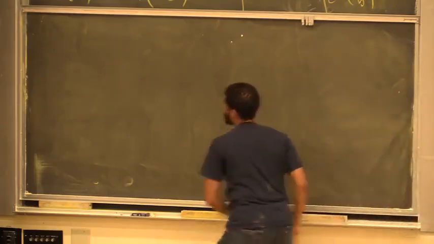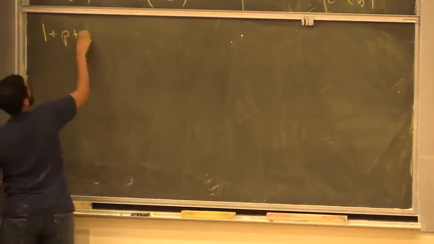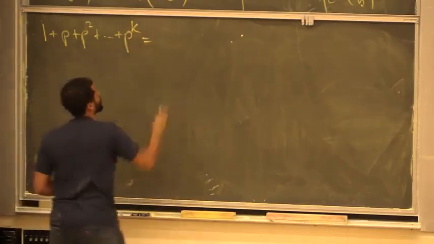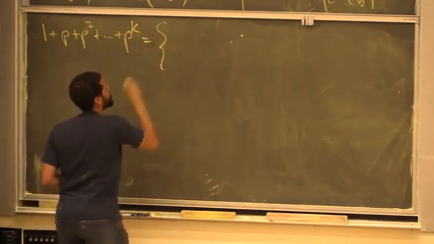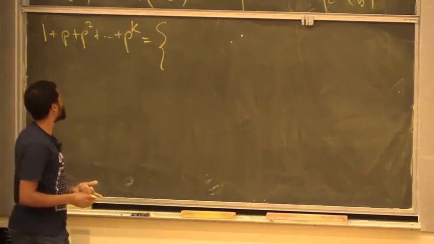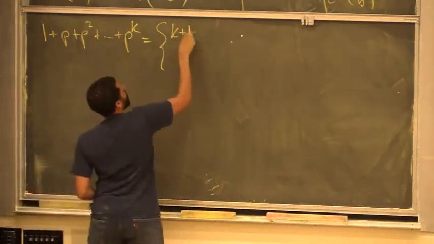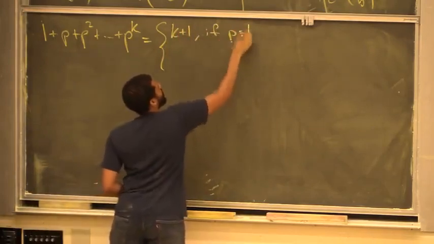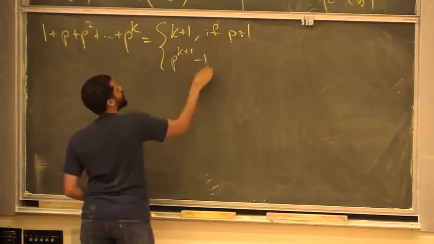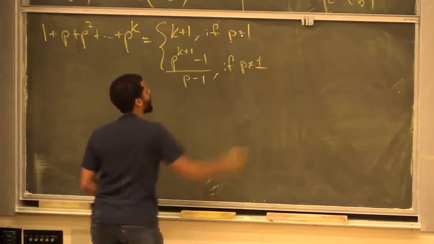So if you remember from last time, 1 plus p plus p squared plus ... plus p to the k is equal to, well, there are cases. If p is 1, it's just k plus 1. If p is not 1, it's p to the k plus 1 minus 1 over p minus 1. This is what we saw last time.